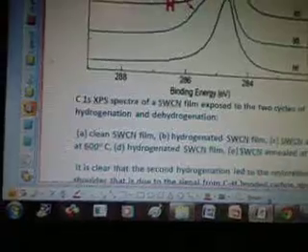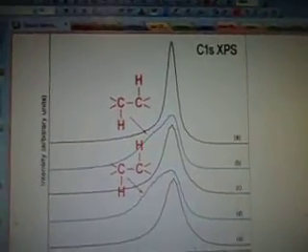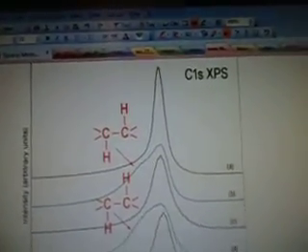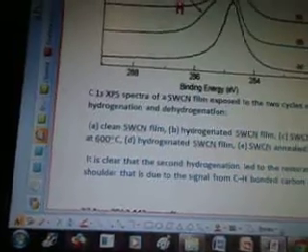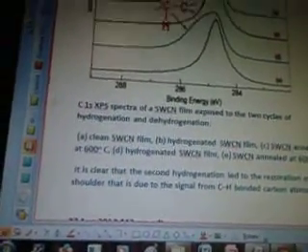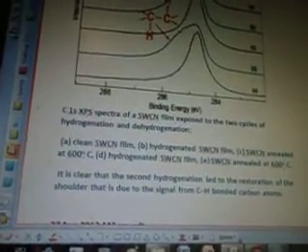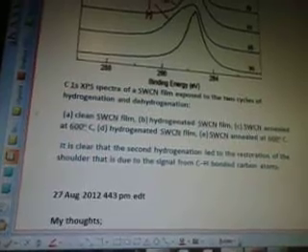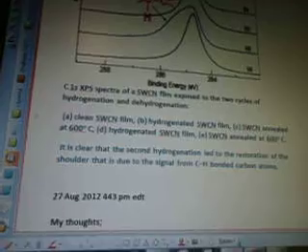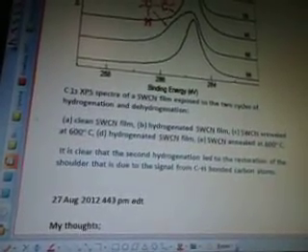So binding energy and intensity. Okay, so there's your signals from C1s XPS, and that's what comes up. So, C1s XPS spectra of a SWCN film exposed to two cycles of hydrogenation and dehydrogenation. Clean SWCN film, hydrogenated SWCN film, SWCN annealed at 600 degrees, hydrogenated SWCN film, SWCN annealed at 600 degrees Celsius.